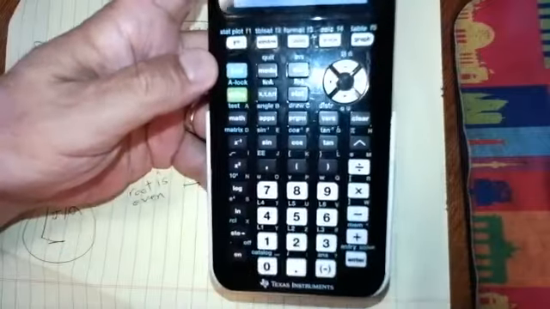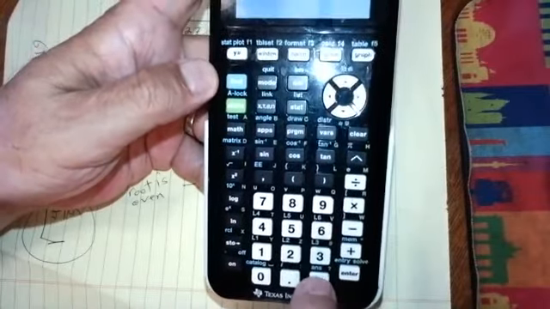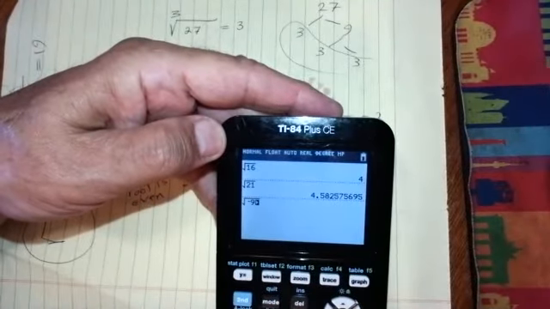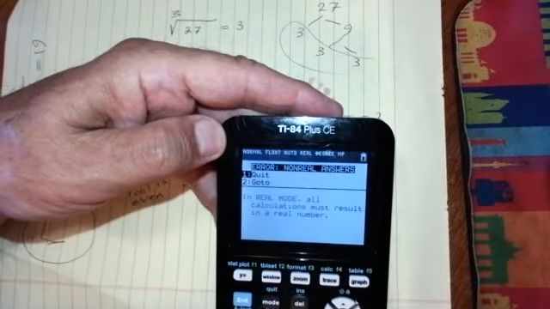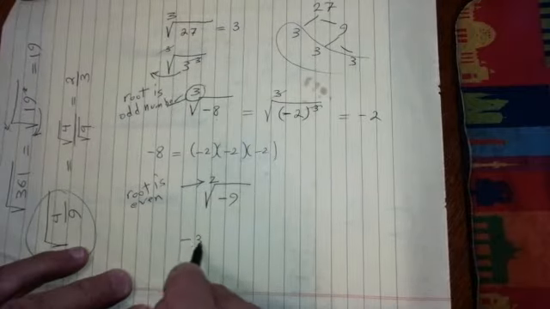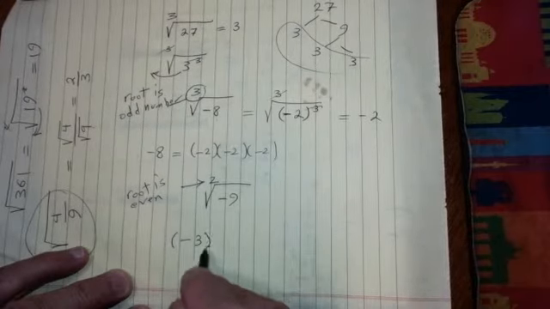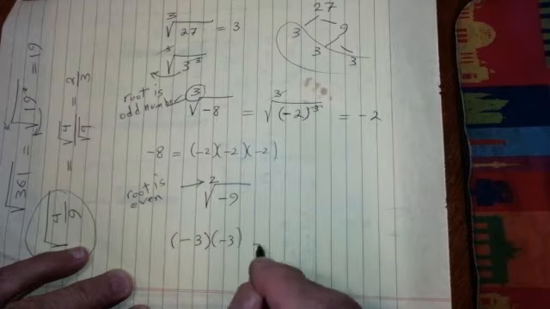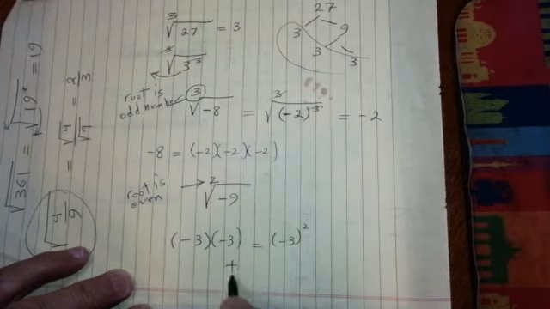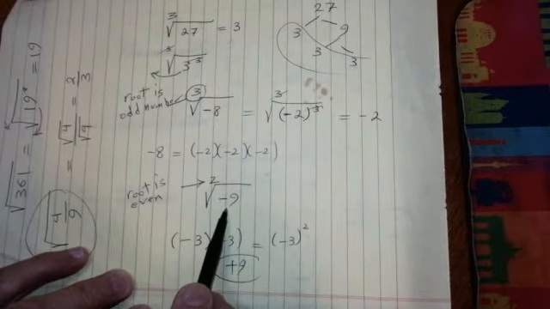And to have negative 9, I use these functions to put a negative 9. Okay, so look. What is the square root of negative 9? Enter. Error. The calculator would give you error. Why? Because can I write negative 9 as negative 3 times negative 3, or negative 3 to the power of 2? No, because negative 3 to the power of 2, or negative 3 times negative 3, is positive 9, not negative 9. You see?